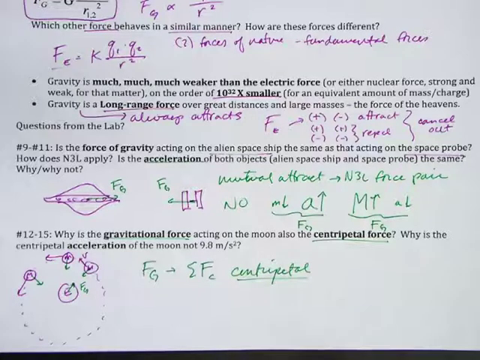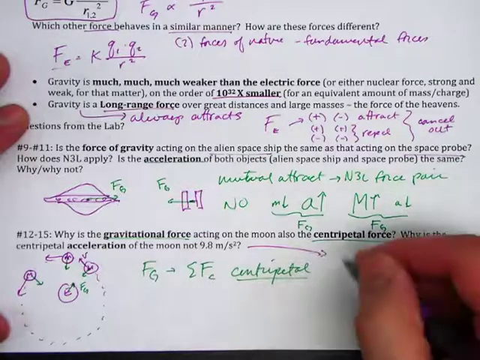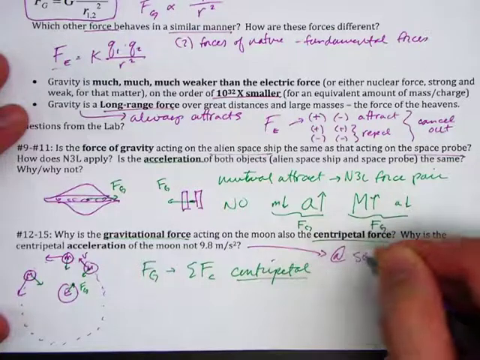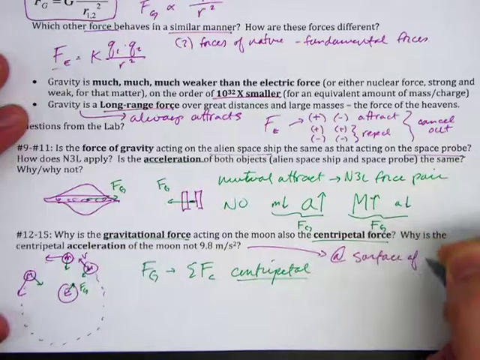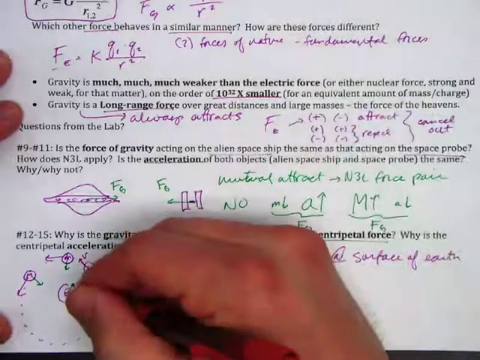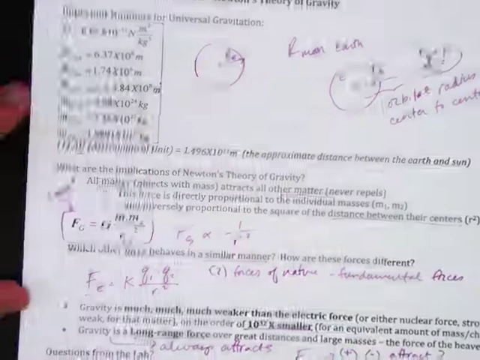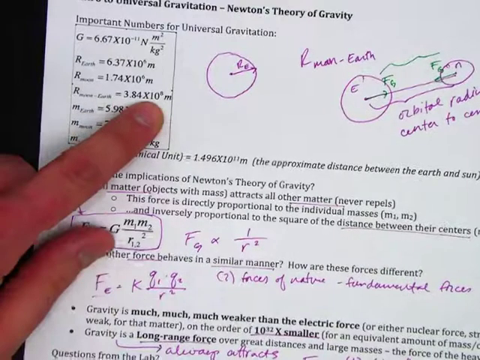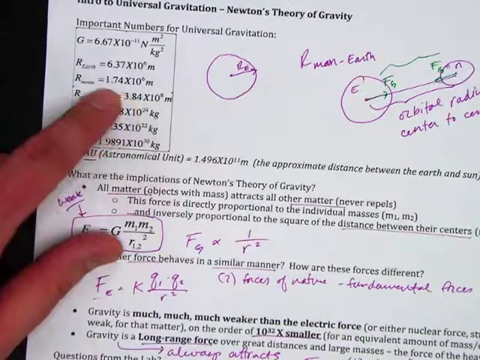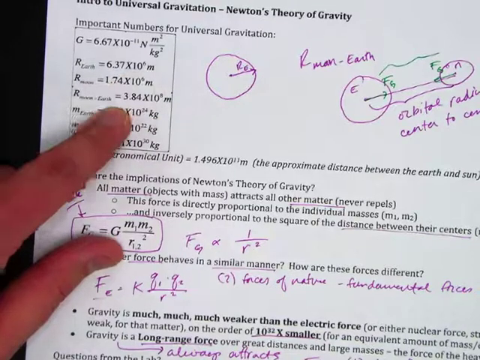Now, how could we figure out the centripetal acceleration of the moon, and why is it not 9.8? Well, remember, 9.8 is an acceleration due to gravity for objects at the surface of the Earth. Now, the moon has some large orbital radius here, R_ME, which we looked at before, is 3.84 times 10 to the 8th meters, as opposed to the distance from the center of the Earth to the surface of the Earth, which is 6.37 times 10 to the 6th. So it's a much bigger distance.